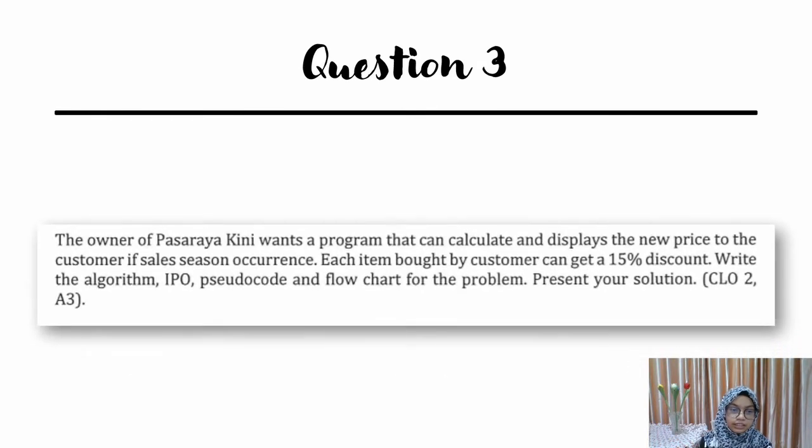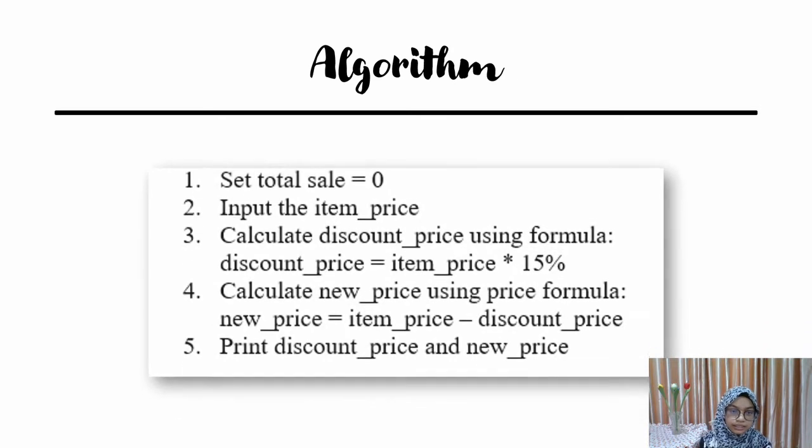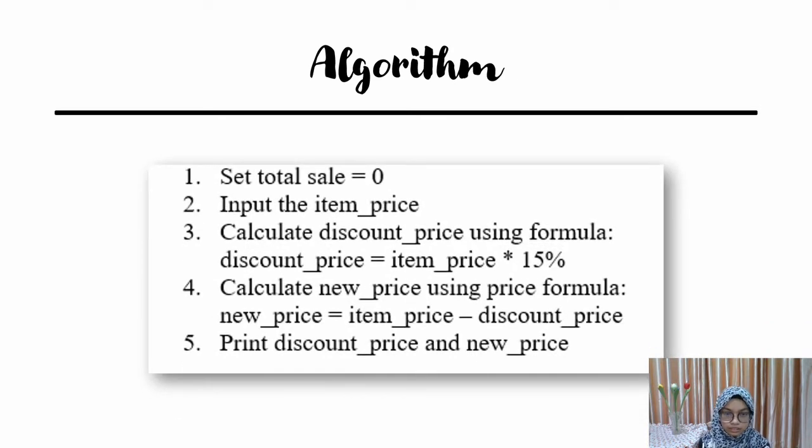Question number 3. Algorithm is set total sales to equal to 0, input the item price, and then calculate the discount price using this formula, and then calculate new price using price formula, and then print discount price and new price.